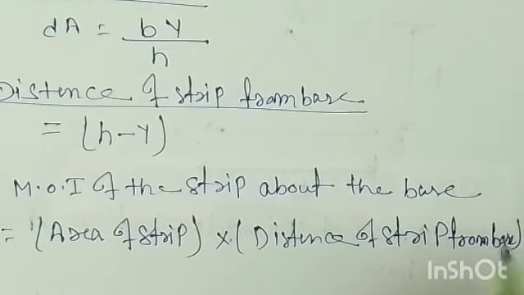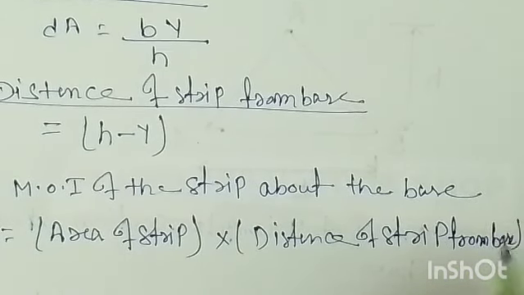That area of a strip, which you have just calculated, is b by h, and the distance of a strip from the base is h minus y. So when you substitute this relation, you'll get the moment of inertia of a strip about the base. That means for the smaller strip you have considered, whose thickness is dy, the moment of inertia is dA into h minus y whole square. What is dA? dA is nothing but b by h, so you can say b by h into h minus y whole square. This is the moment of inertia of a strip about the base, right?